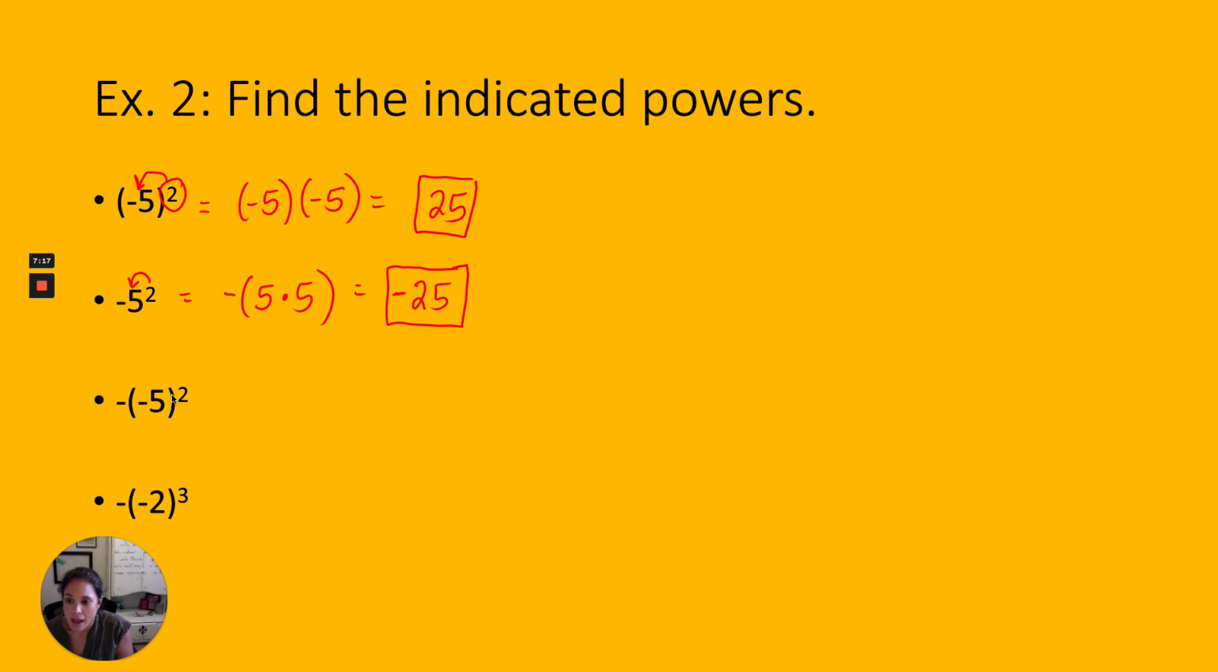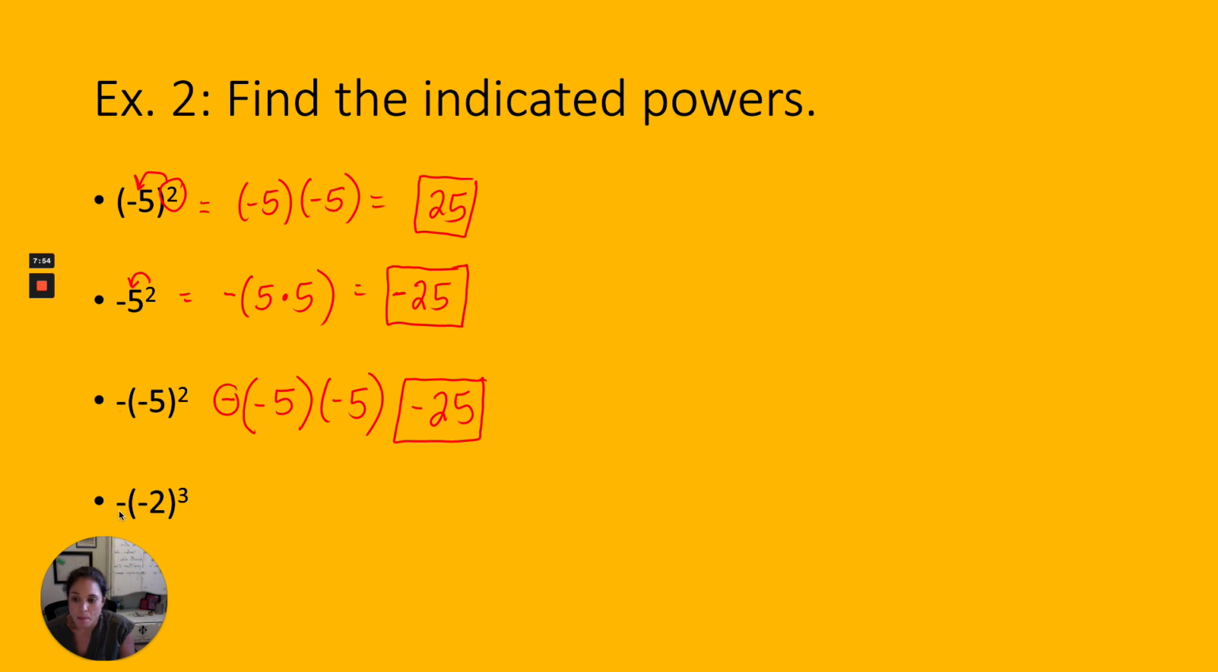So now I have -(-5)². So this is what this means. I'm going to put this additional minus sign outside of the parentheses. I've got -(-5 times -5). So 5 times 5 is 25. A negative times a negative is a positive. But then I still have this negative here that I need to apply. My answer is -25.